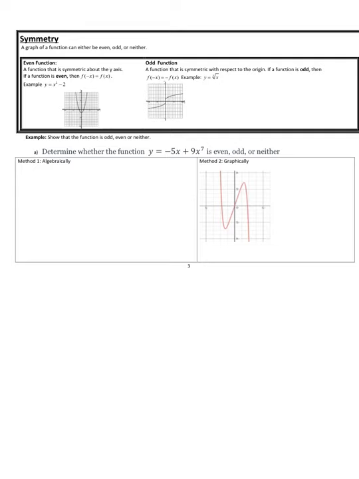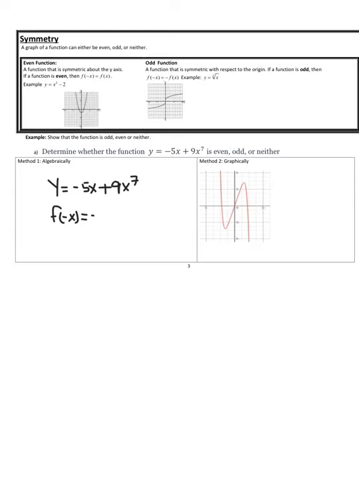So I'll start with the function given. I'm given y equals negative 5x plus 9x to the power 7. So what do I do first? My first thing is to test whether it is even. And how do I do that? I'm going to do f of negative x. So when I do that, it means I'm plugging in negative x. And if I get the same value I have above here, then I know it's even. If not, then I'm going to test whether it is odd.